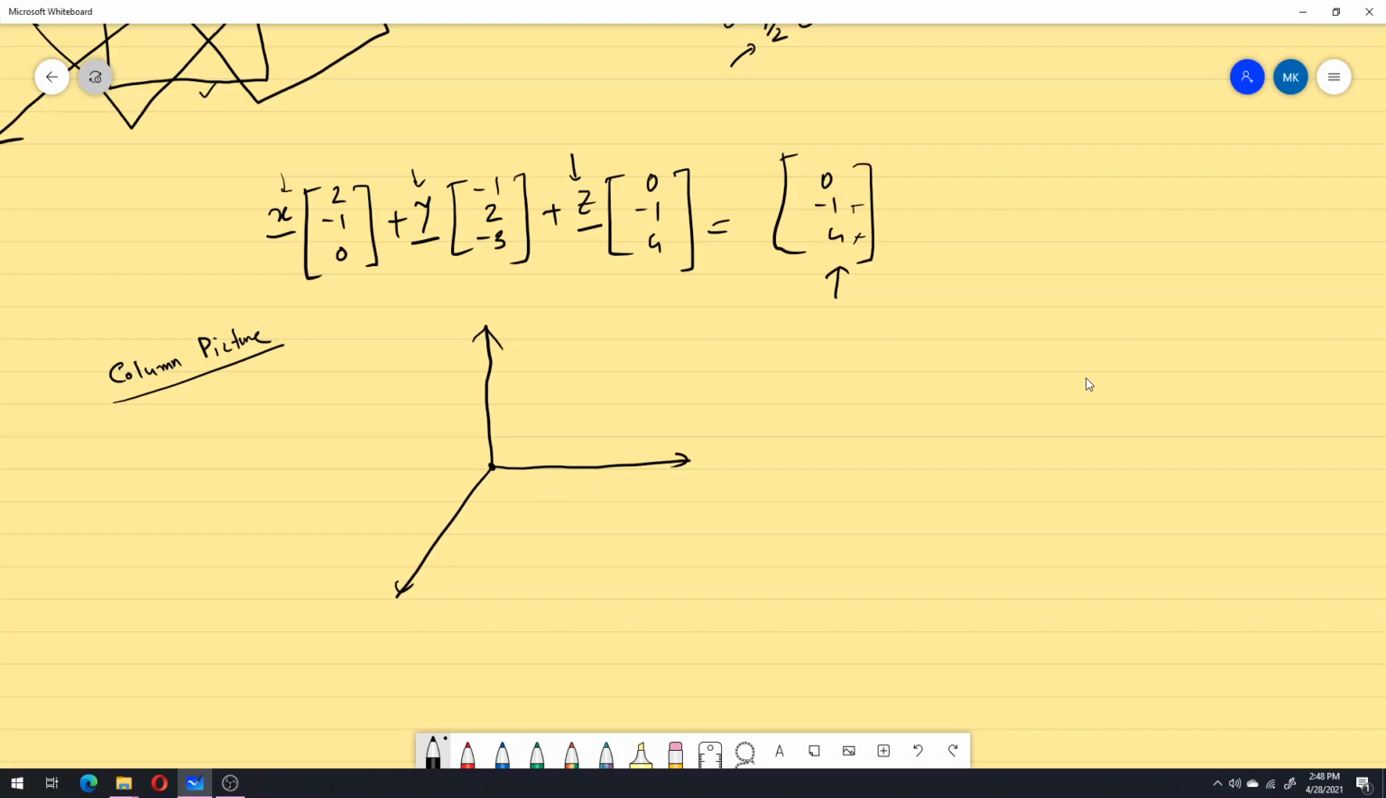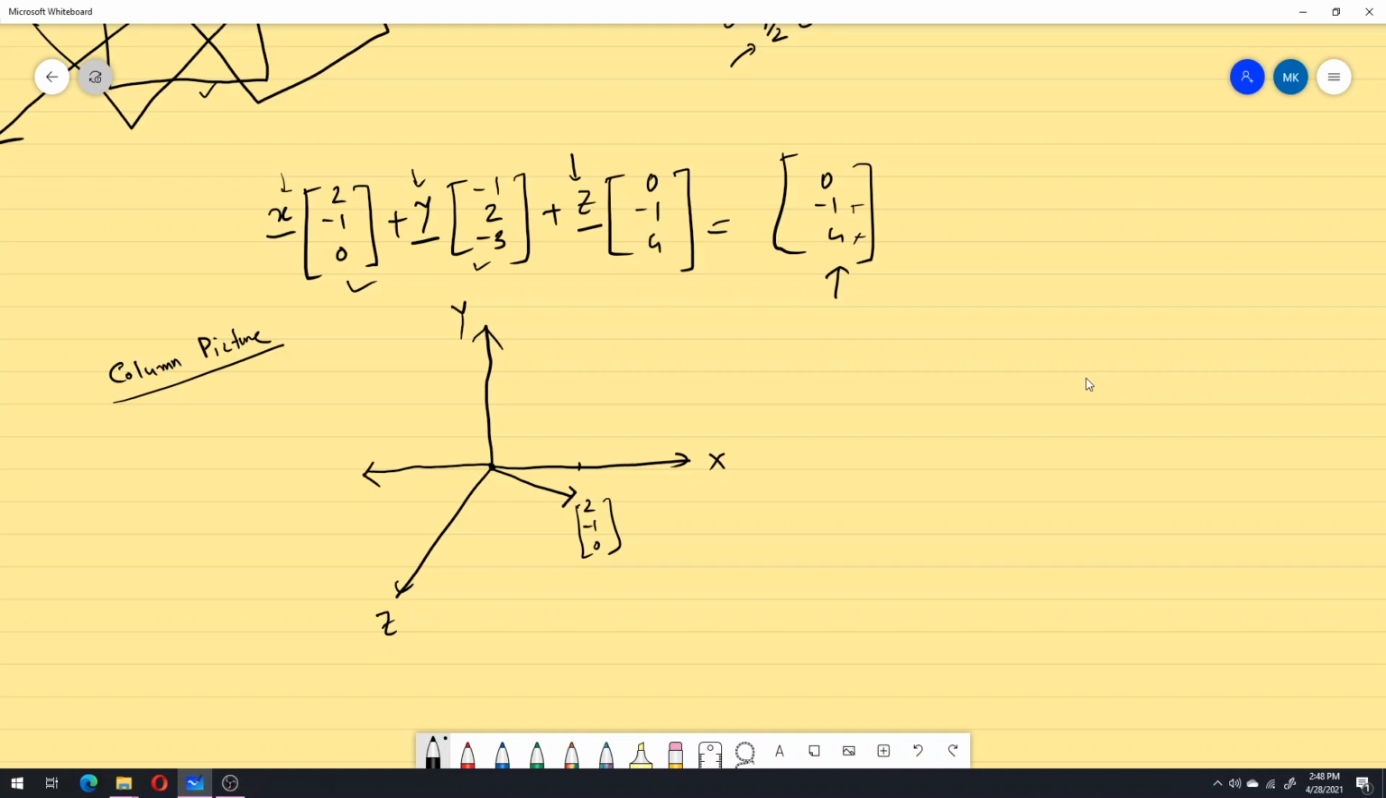So if you draw the first, let's say this is x, this is y, this is z. So this is 2, this is negative y, and it is 0. Let's say this is the first vector, 2, minus 1, 0. The second one is minus 1, minus 2, minus 3. So minus 1 this side, minus 2 this side. Sorry, minus 1, 2, then minus 3. Let's say this is at this point. It might not be accurate.